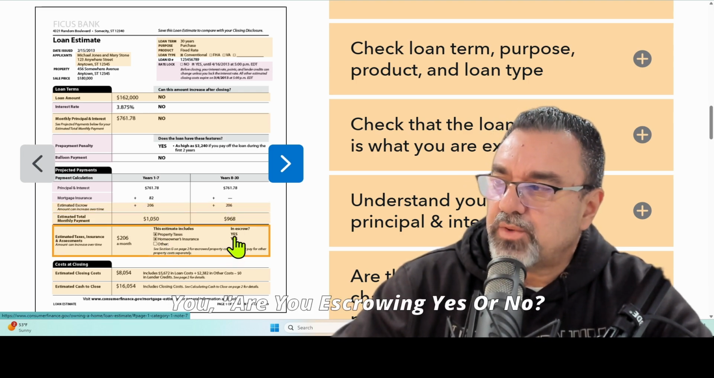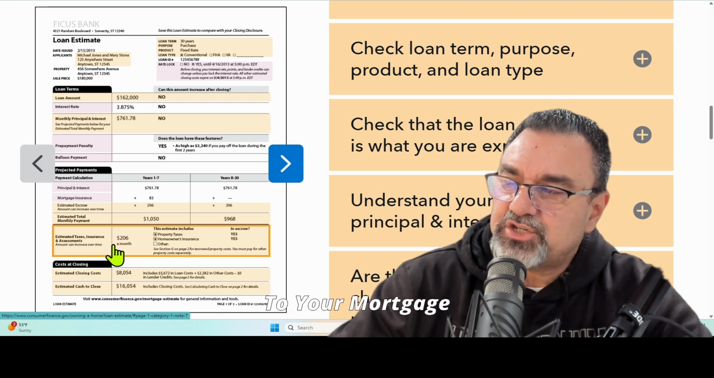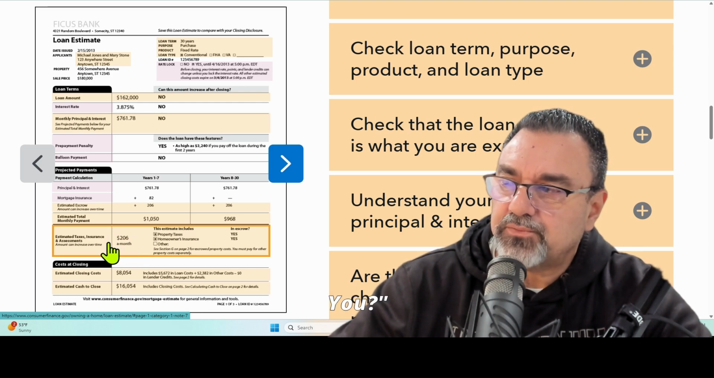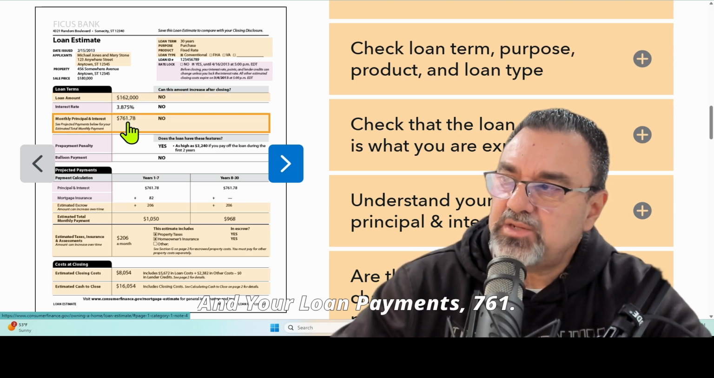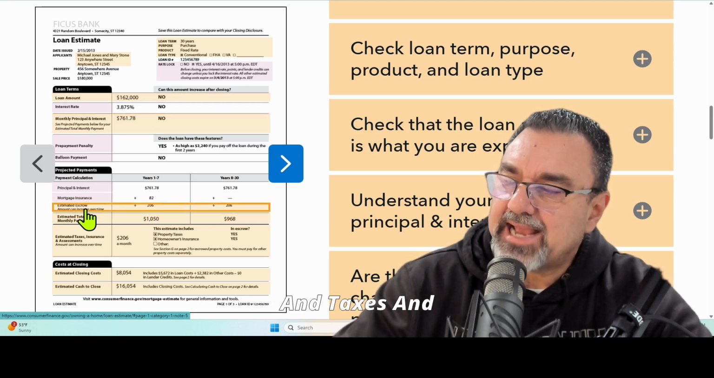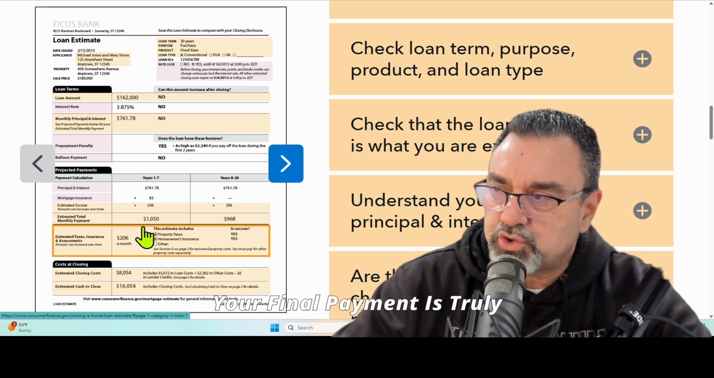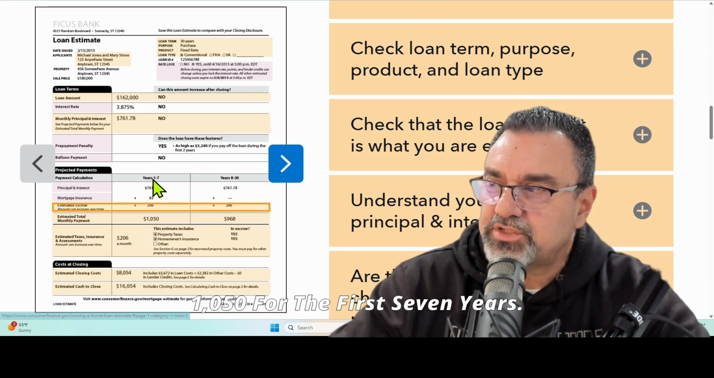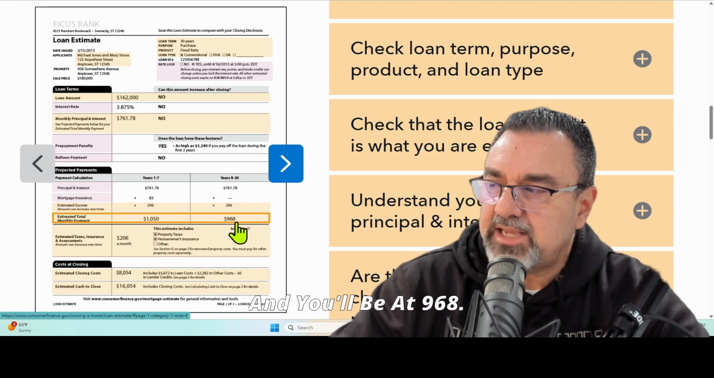Then it'll tell you, are you escrowing, yes or no? What are you escrowing, and what addition to your mortgage payment is that going to give you? So then we go up through here, and your loan payment's 761. All these additions to pay your insurance and taxes and everything else come to 206. So your final payment is truly 1,050 for the first 7 years. Then after that, the PMI will drop off and you'll be at 968.